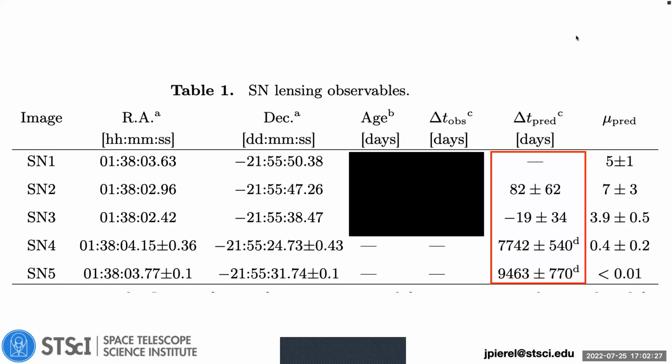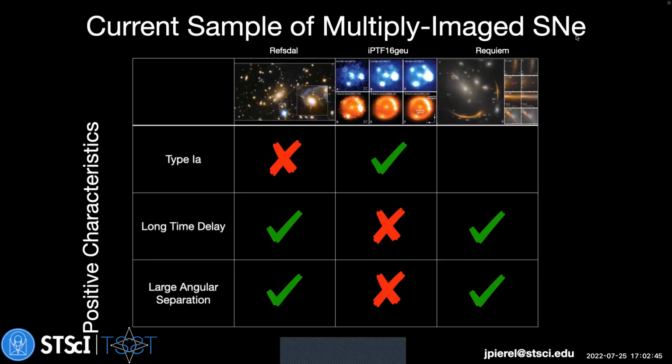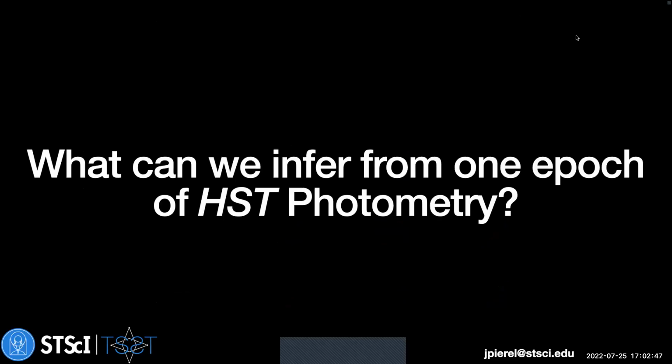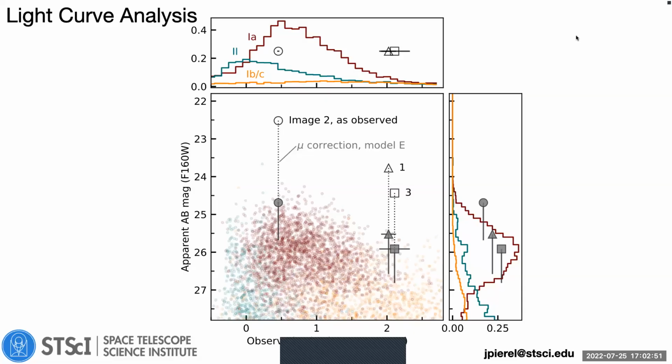So the idea is that whatever the transient is, it's surviving for at least 100 observer frame days. So that cuts down a lot of the things that it could be, and we've gone forward with this analysis, assuming that it's a supernova. And it appears to be going forward. So long time delay, certainly, maybe too long. And then I'll just go into what we can infer from that one epoch of HST photometry.